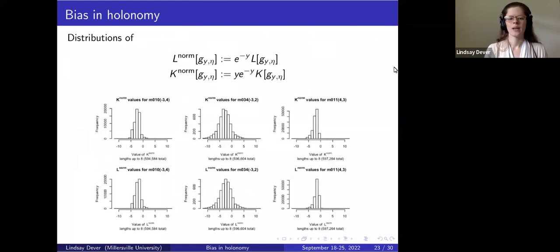Okay, so here's some numerical data. This is for 3 different manifolds, sampling geodesics of length up to 8, which is about 500,000 geodesics. And we're looking at the distribution of these sums. What I want you to notice is that these sums are not centered at 0. So they're typically negative. So this is 0. And they're typically centered around -2, which would indicate a bias towards the left side of the circle.